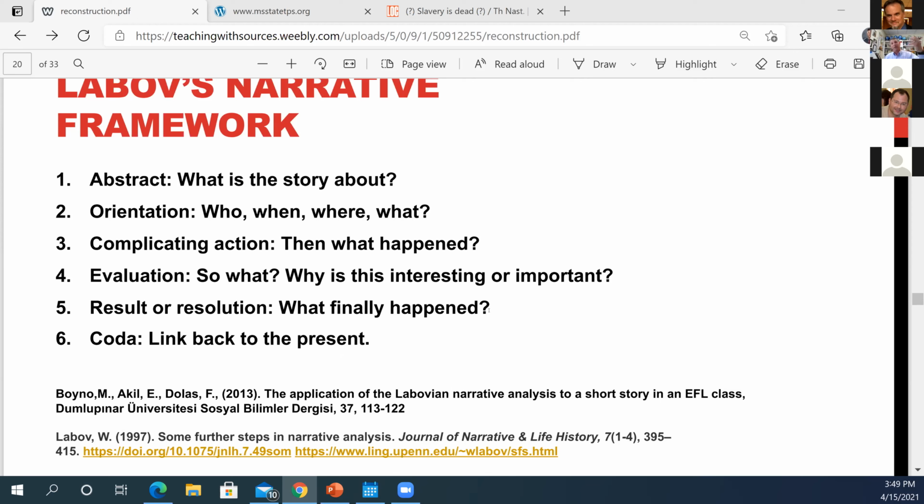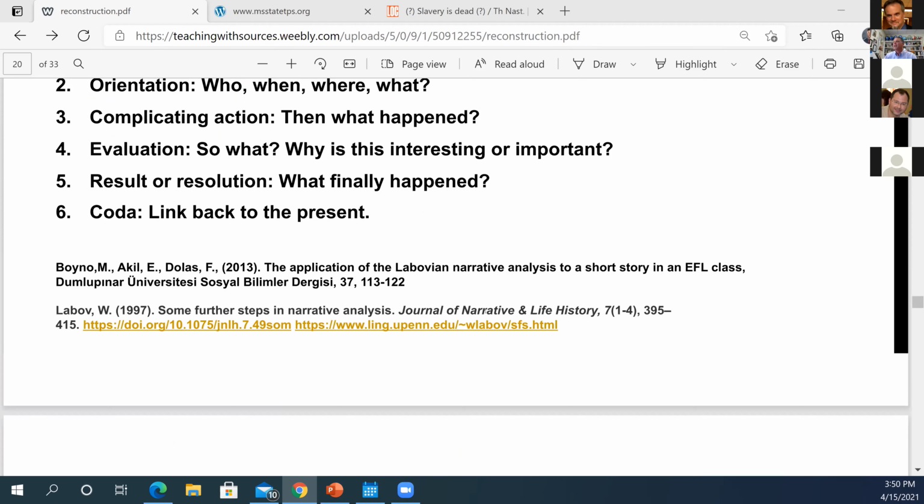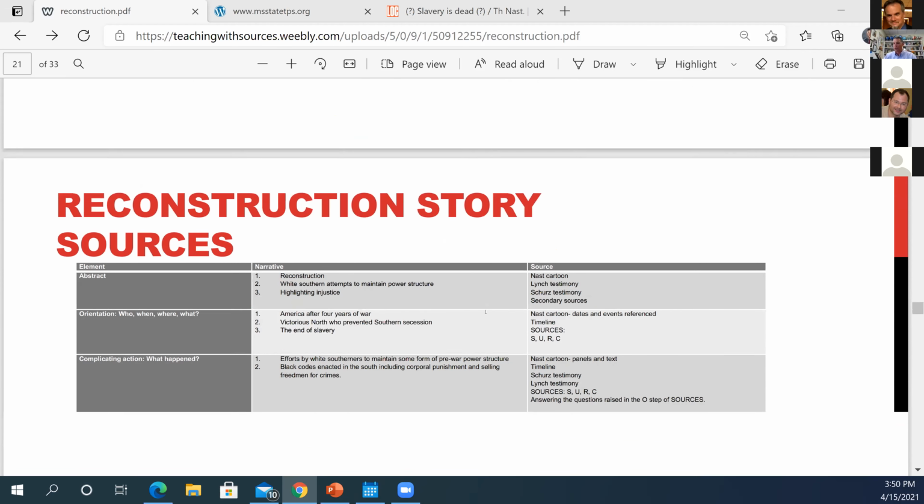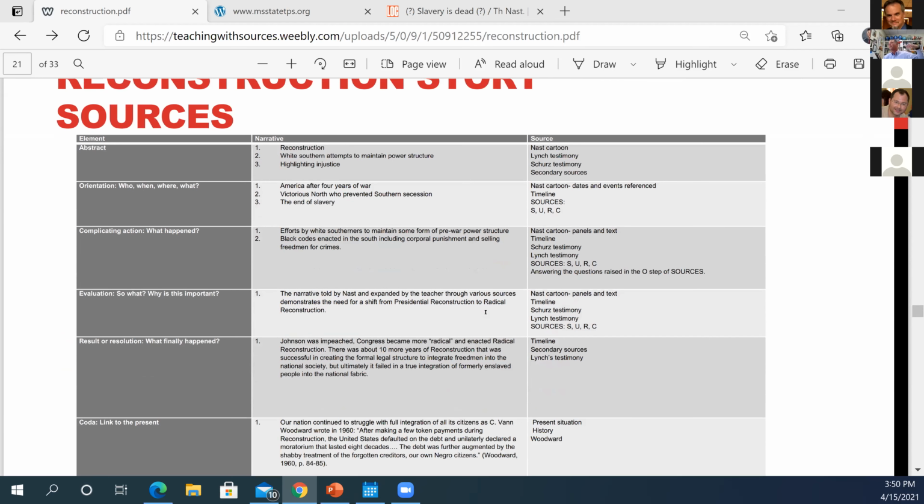And so I figured Labov is an expert in storytelling, so we'll just use his ideas on how to write stories. And so here's my Reconstruction story, and I'm a little bit run out of time, so I'm gonna hurry up. So the abstract is that it's happening during Reconstruction. White Southern attempts to maintain a power structure, and Nast is highlighting injustice, if Nast is telling the story.